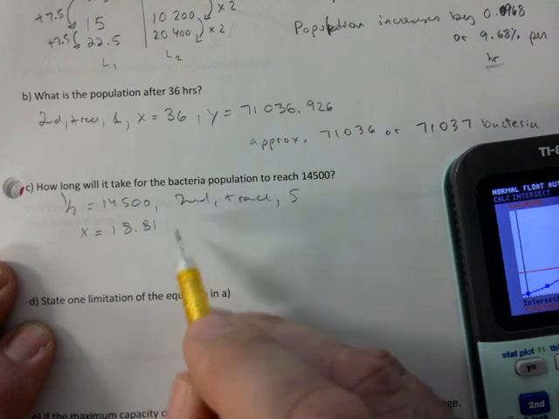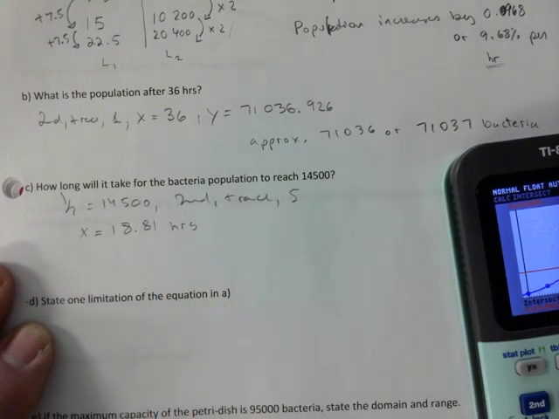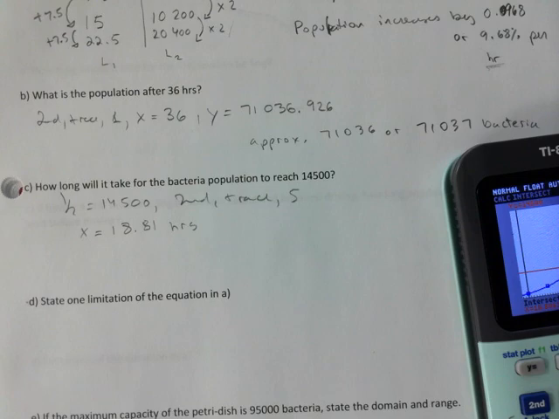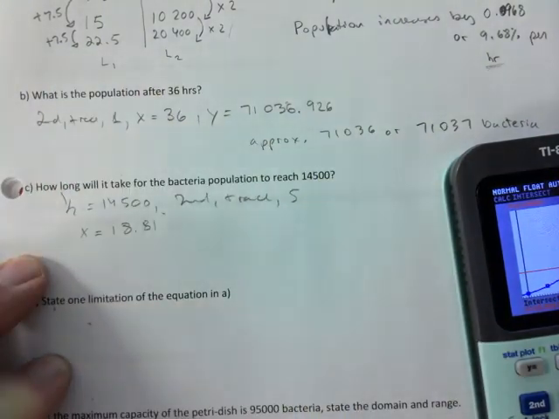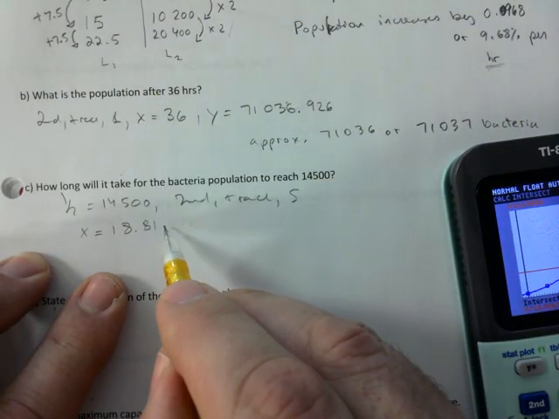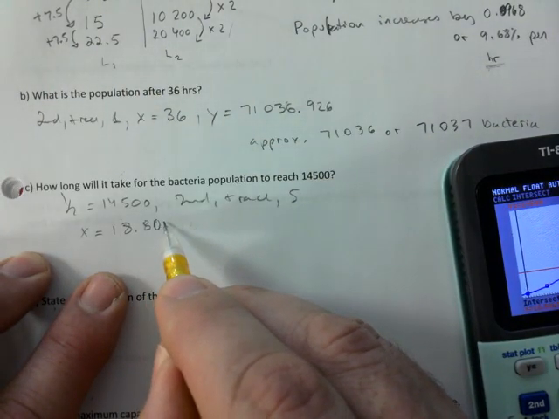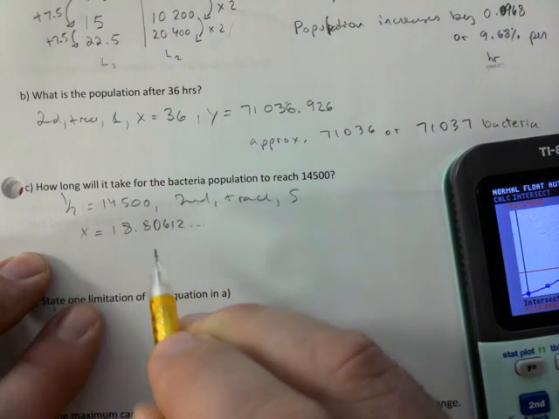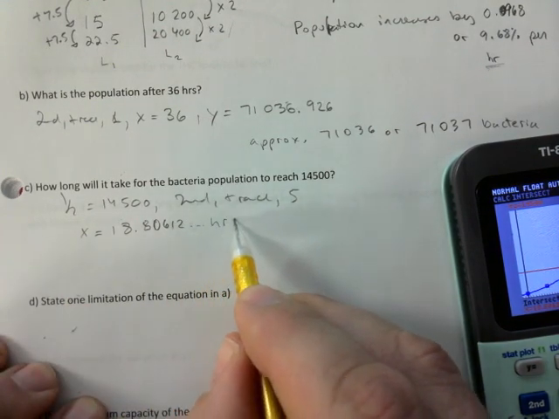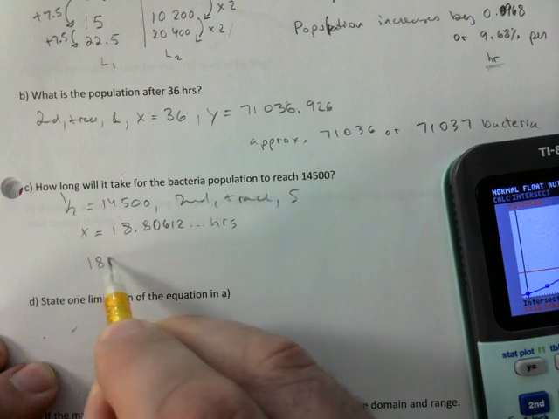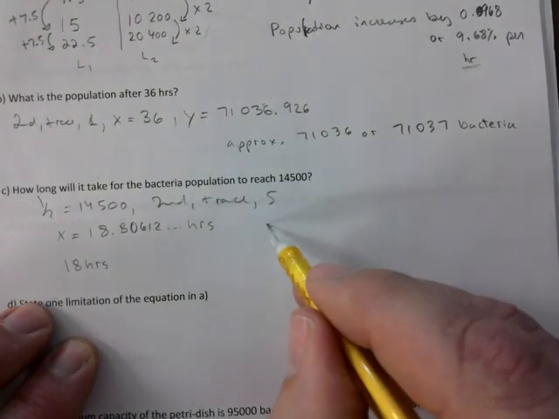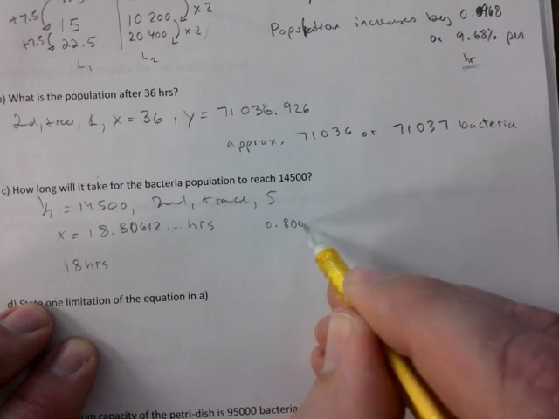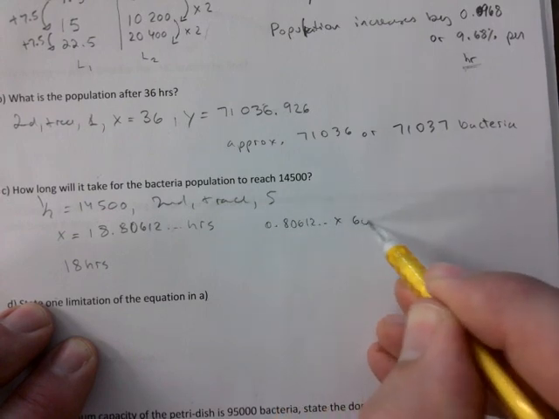18.81 hours. And I could convert that to hours and minutes if I wanted to. Why don't we do that? In case I get crafty and I ask you for that on a test or quiz. 0.80612, it keeps going. So this is hours. So this would mean that I have 18 hours and I will figure out the minutes. I take 0.80612 and I multiply that by 60.